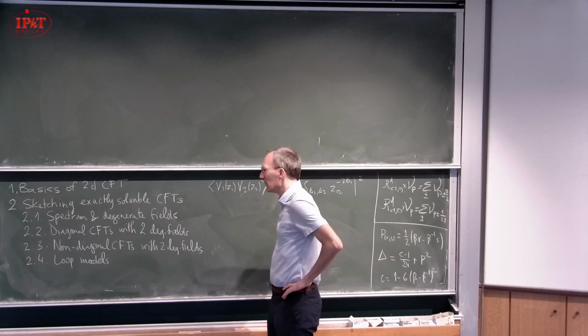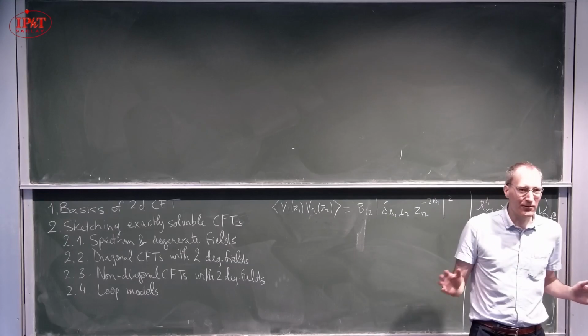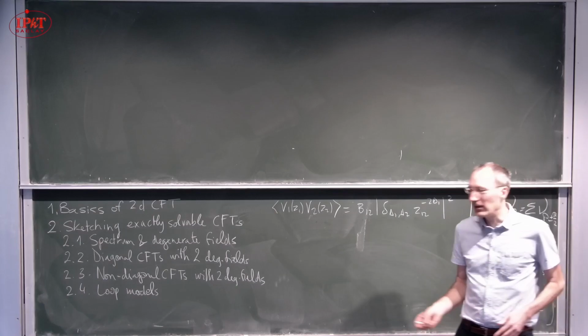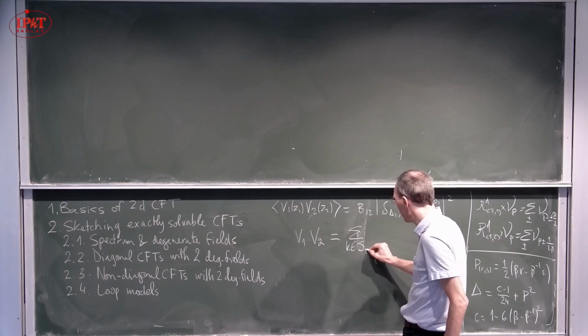Okay, so based on these results and ideas, we can start really constructing exactly solvable CFTs. Before doing that in examples, I started with some structural generalities, in particular about the spectrum. I was trying to define the various types of spectrums we can have. One important object is the OPE spectrum. When you do an OPE of two fields, let S12 be the set of primary fields which appear in this OPE.